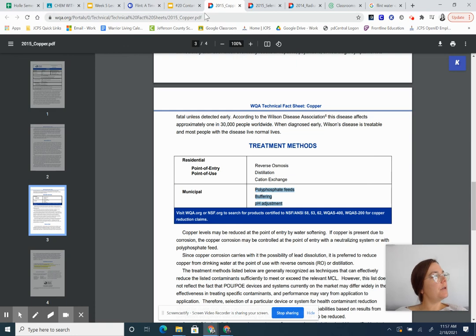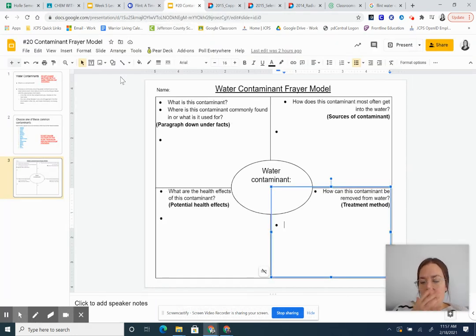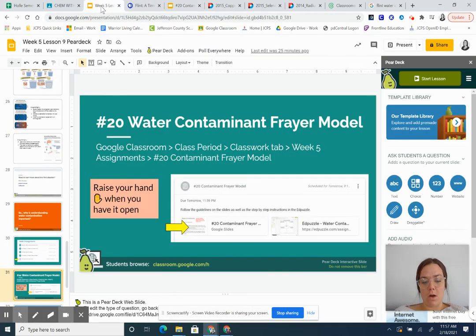Actually, Louisville Water Company truck just drove by my house. Very good. All right, so you'll collect that information here and just learn a little bit more and a little deeper dive about a specific water contaminant.